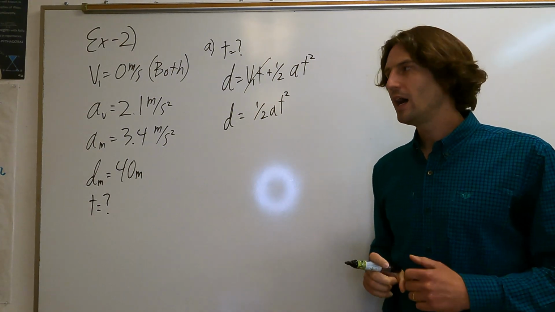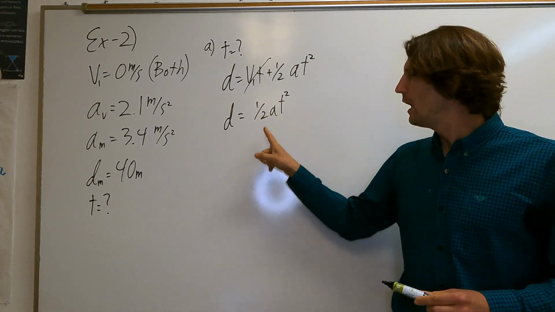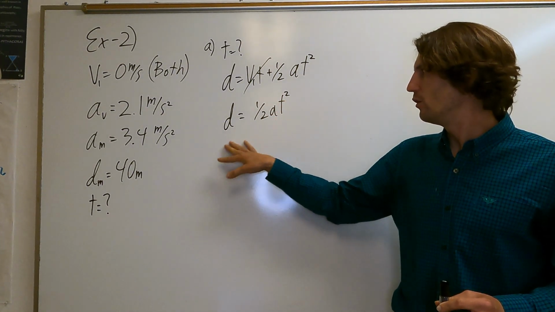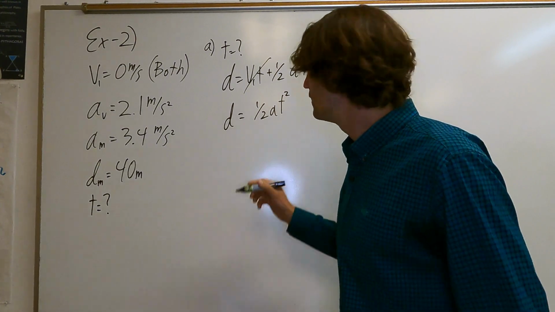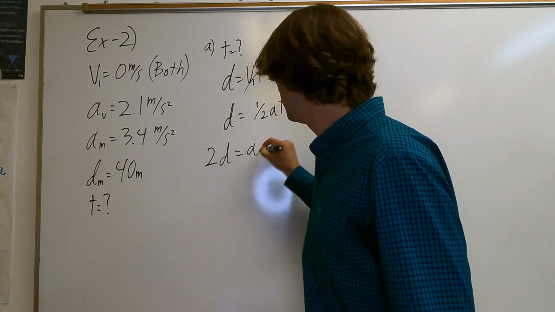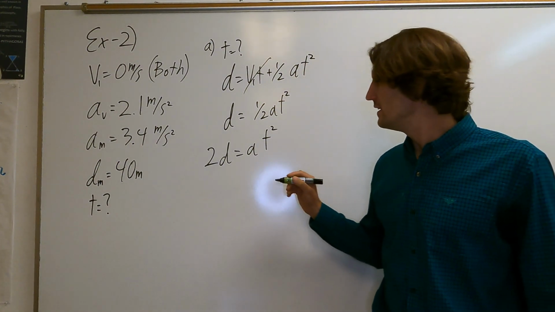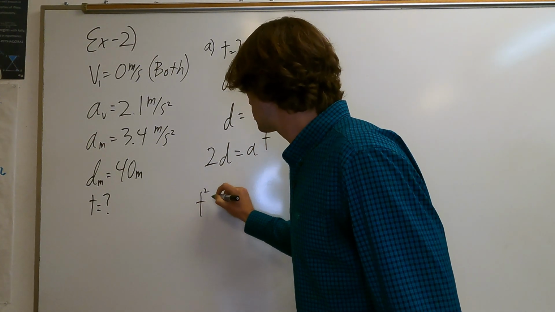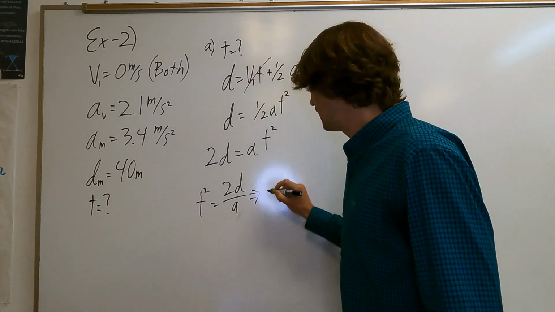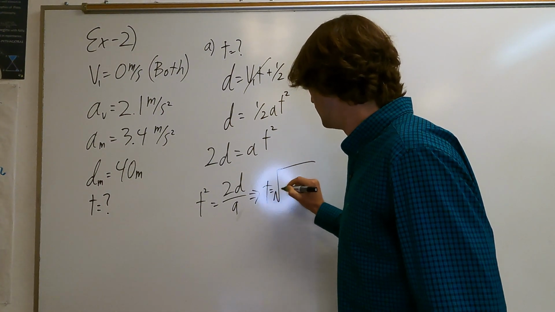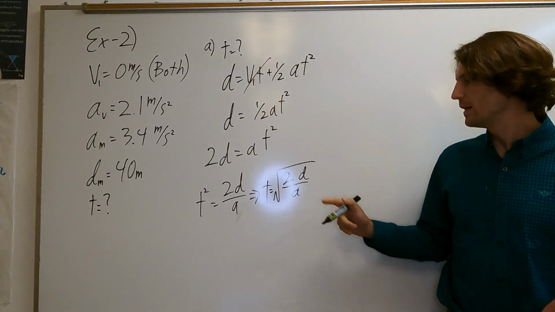We are looking for time, so I do need to do algebra to get the t by itself. I'm basically meaning I need to get rid of everything over here to get t by itself. I like to multiply by 2 to get rid of the 1/2. So multiplying by 2 makes 2d equal to AT squared. And then I'm going to divide by a. So we will get t squared is equal to 2d over a, which becomes t is equal to root 2d over a. That is my equation.